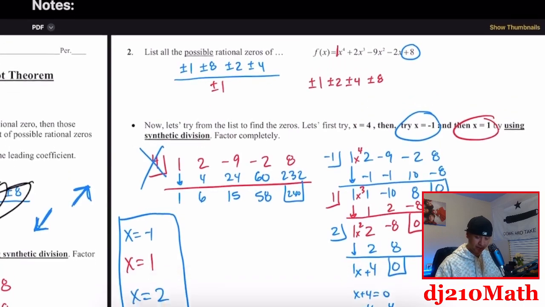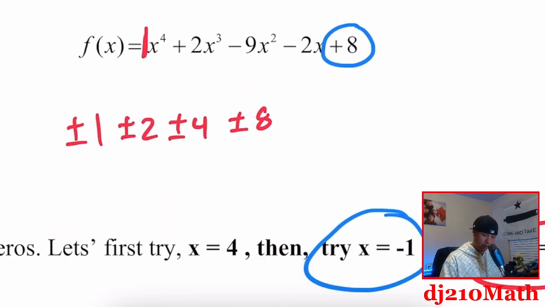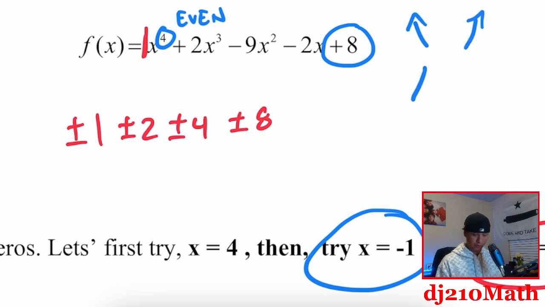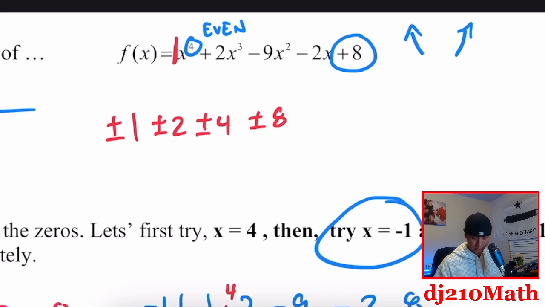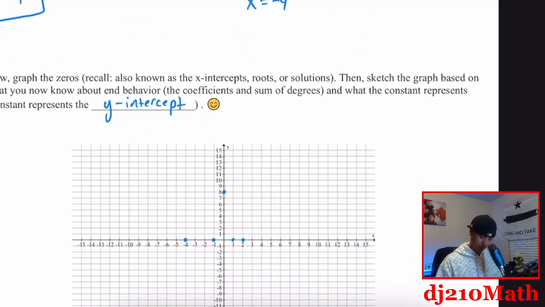This was a 4th degree, which is an even number, right? So I know that the ends are going to either open up or open down, one of these two. Well, the coefficient in front of the variable is a positive number. So these are definitely going to open up. The ends are going to go this direction and this direction.